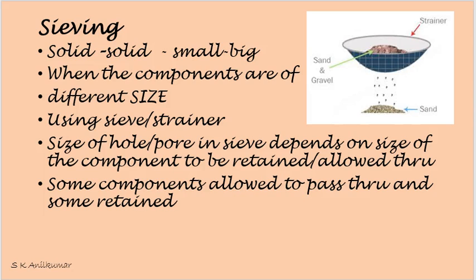The size of the hole or pore in the sieve depends on the size of the component to be retained or allowed through. When you are sieving flour, what comes through is used as a useful product. When you are straining tea, what comes out of the sieve is used as a useful product. What is retained is considered an impurity, the tea leaves, and that is thrown away. So you use a strainer or a sieve, then you put something inside. What comes out is considered the useful part. That is why the size of the hole or pore depends on the size of the component to be allowed through. Some components are allowed to pass through and some are retained.